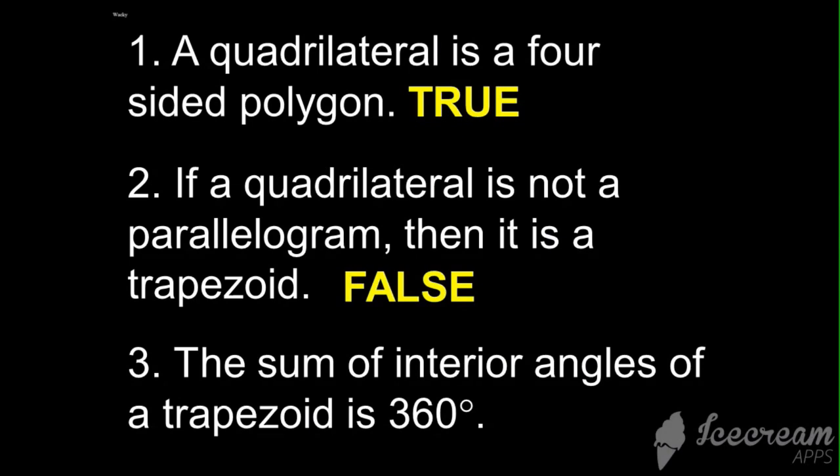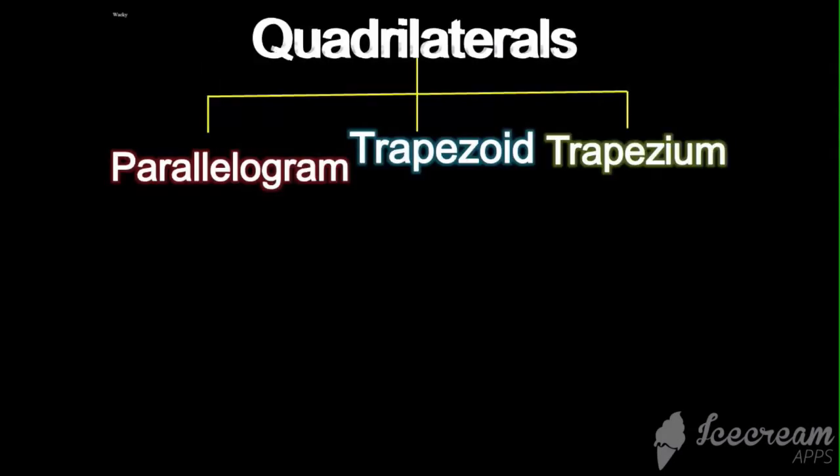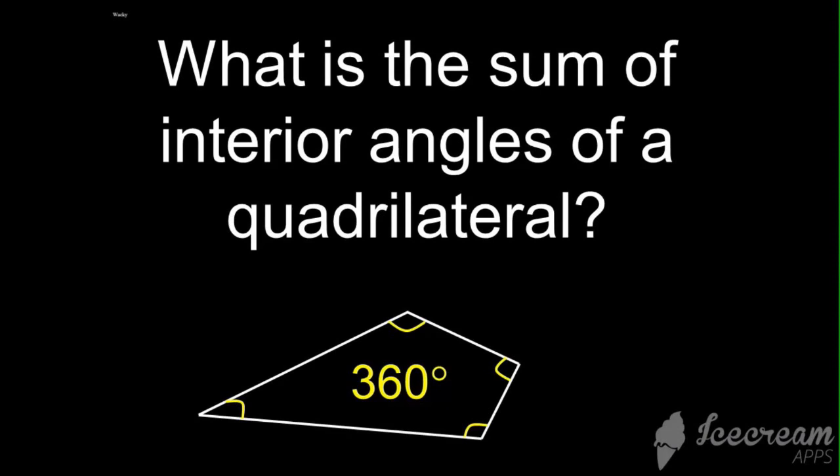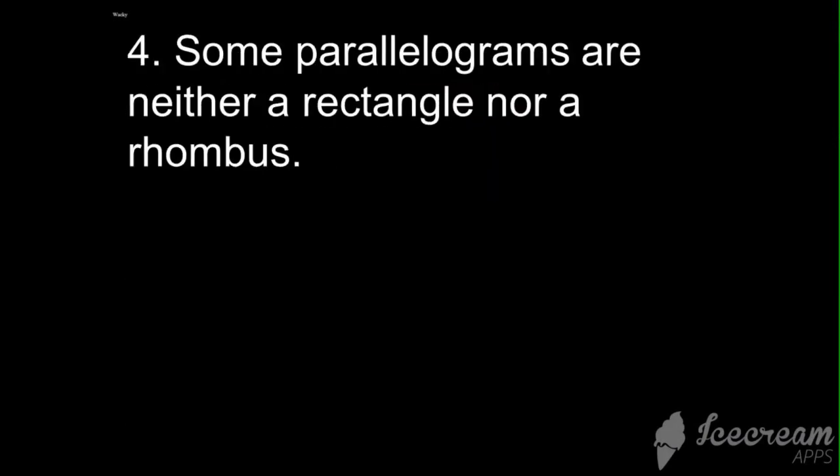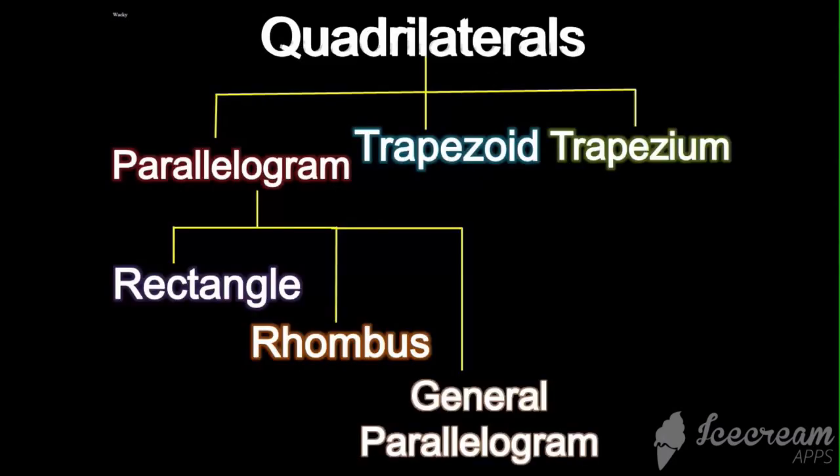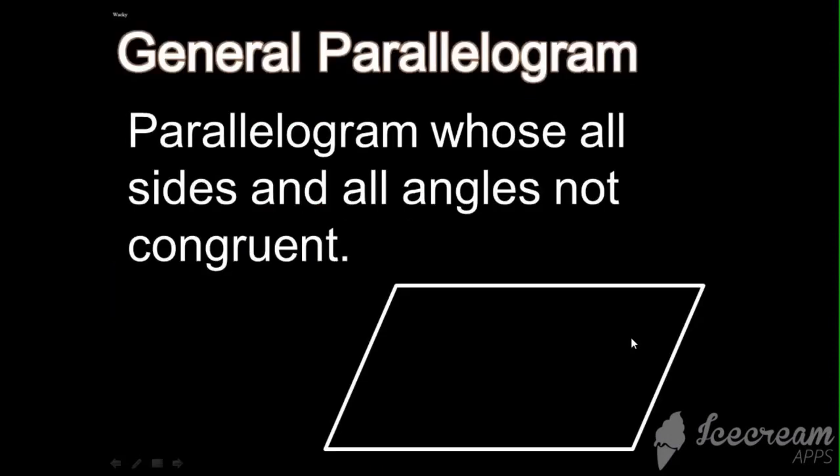Number 3. The sum of interior angles of a trapezoid is 360 degrees. The answer is true. Since a trapezoid is a quadrilateral, then the sum of its interior angles is also 360 degrees. Number 4. Some parallelograms are neither a rectangle nor a rhombus. The answer is true. Yes, there are some parallelograms which are not rectangle nor a rhombus, and they are general parallelogram.